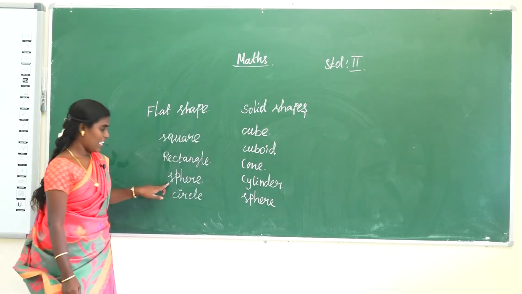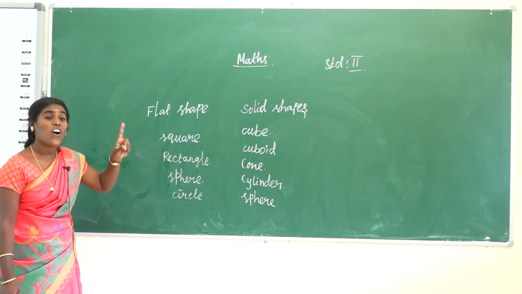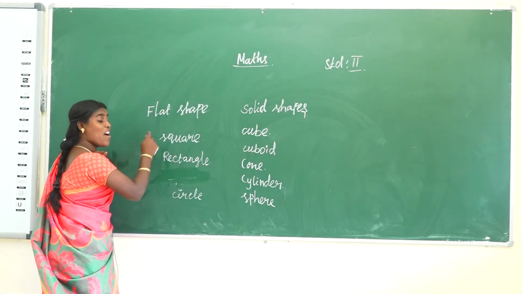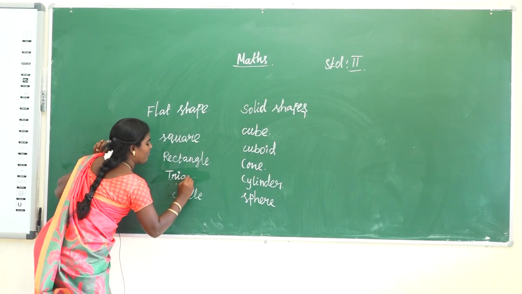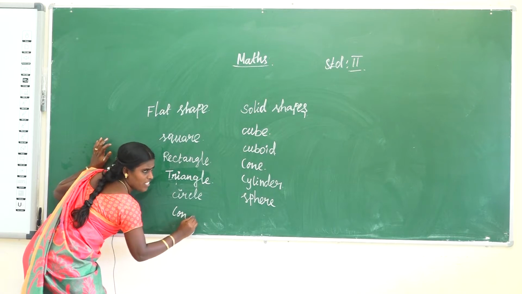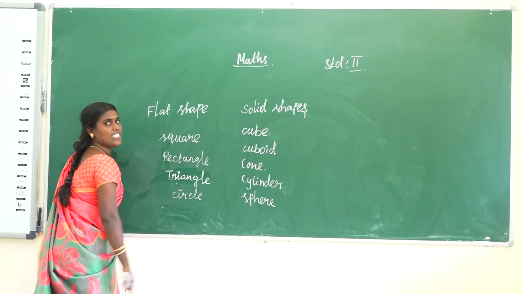Sorry, here sphere is a flat shape? No. Then triangle is a flat shape. Triangle. Then is cone a flat shape? No, cone is a solid shape.